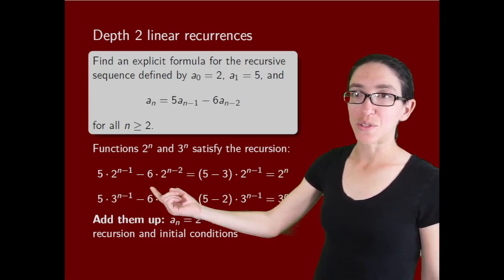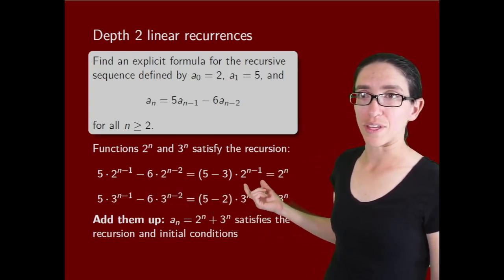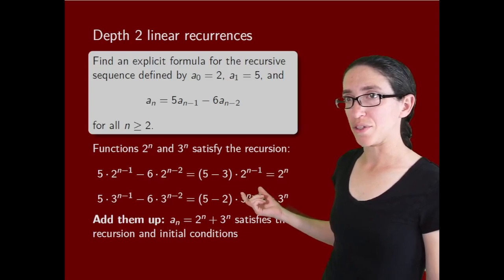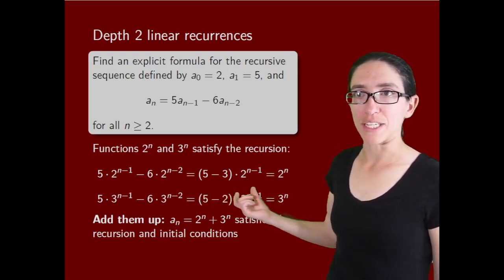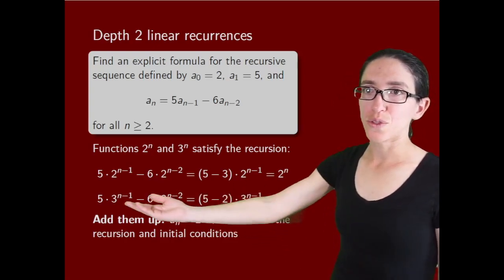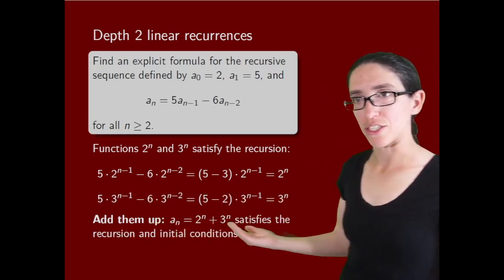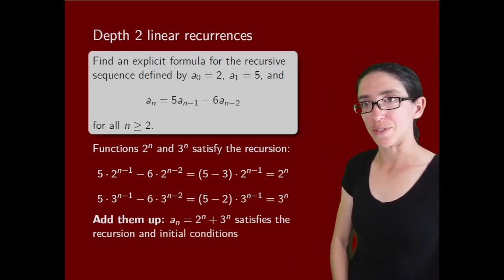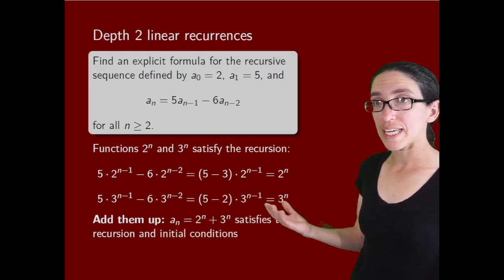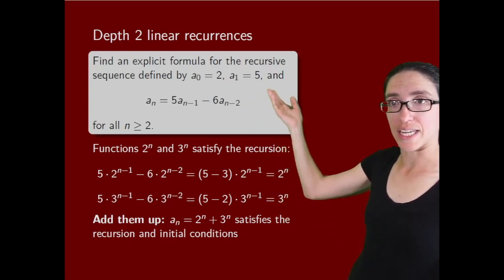You get 6 is 2 times 3, so you can put one of the 2's in with that 2 to the n minus 2 to make another 2 to the n minus 1. Factor out the 5 minus 3, and you get 2 to the n. So 2 to the n satisfies it. A similar computation shows that 3 to the n satisfies the recursion. And we only need the initial conditions to be satisfied now.